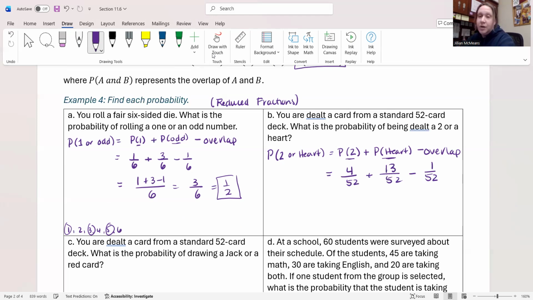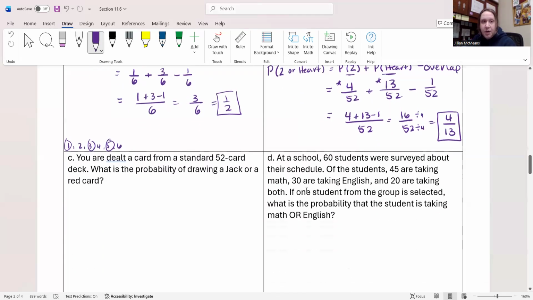So we have to subtract off that overlap because that 2 of hearts is being counted here and here, and it can only be counted once. So this means I'm going to get 4 plus 13 minus 1 over 52. Well, 4 plus 13 is 17. 17 minus 1 is 16. 16 and 52 are both divisible by 4. So we get 4/13. So if you were to draw a card from a deck, the probability of getting a 2 or a heart where we take out the overlap would be 4/13.